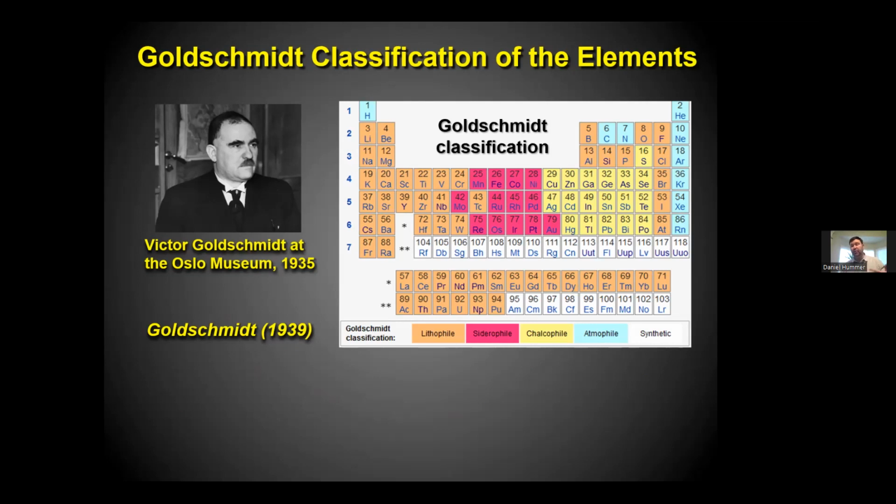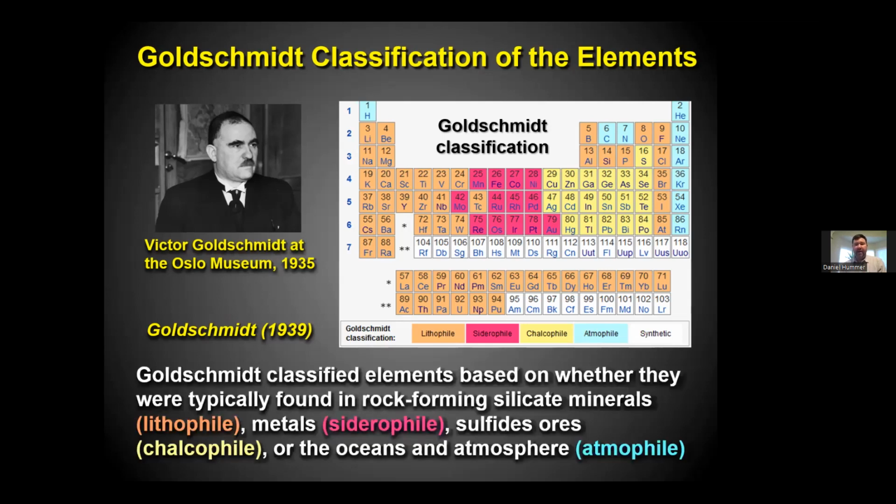And it's such a useful classification scheme that we geologists have been using it ever since. The categories that he came up with are: if you tend to find an element in just normal, run-of-the-mill silicate rock-forming minerals, then we refer to that element as lithophile. If it tends to occur in the metallic state, if it tends to stay in native metals, then we refer to it as siderophile. If it tends to occur with sulfur in the form of sulfide minerals, then we refer to it as chalcophile. And if it doesn't tend to go into solids at all, if it tends to just stay in the oceans or atmosphere, then we refer to it as atmophile.